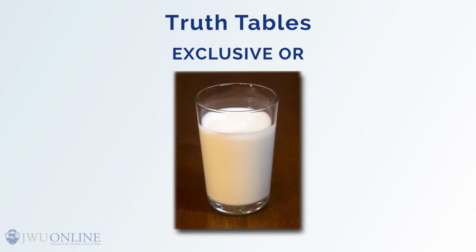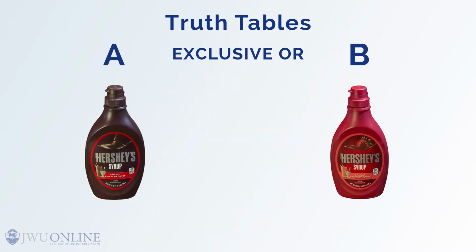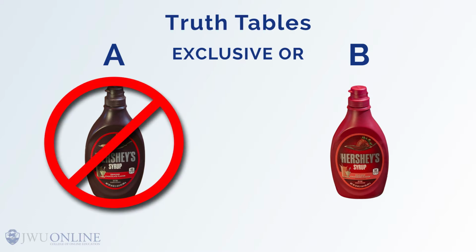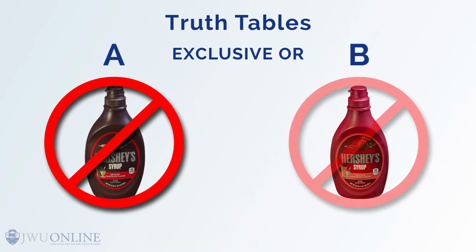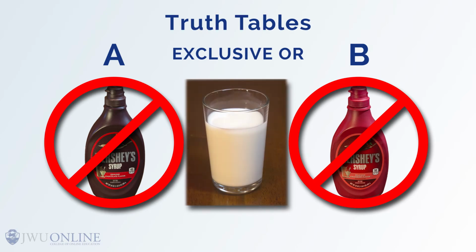Let's say you don't like plain milk, but you will drink strawberry or chocolate milk. Then we can examine a truth table to see whether or not you will drink what I put in your glass. If A is chocolate syrup and B is strawberry syrup, then if I do not add chocolate syrup, A would be false. And if I do not add strawberry syrup, B would be false. But then it would be plain milk, and you don't like that because A XOR B is false.